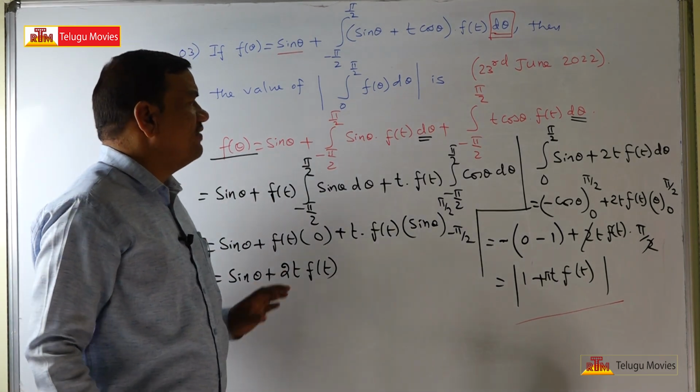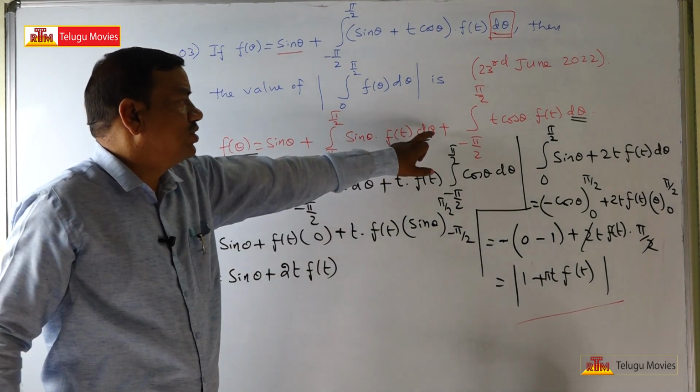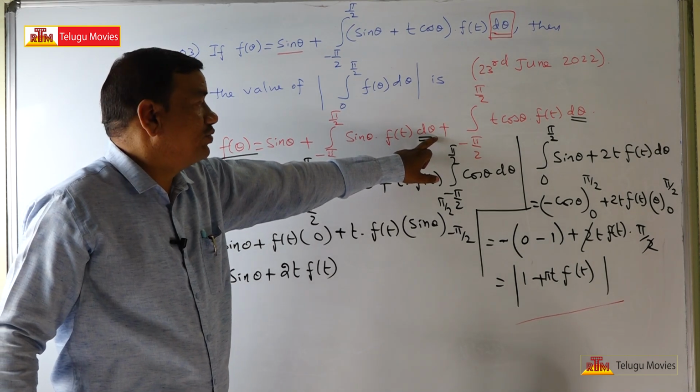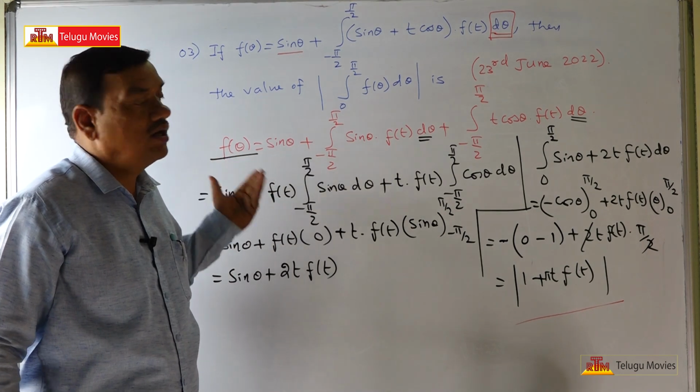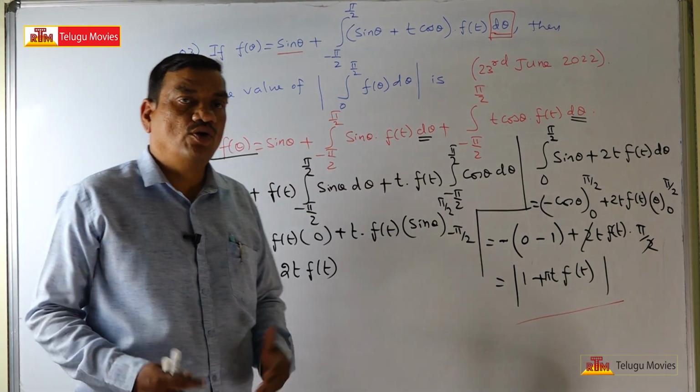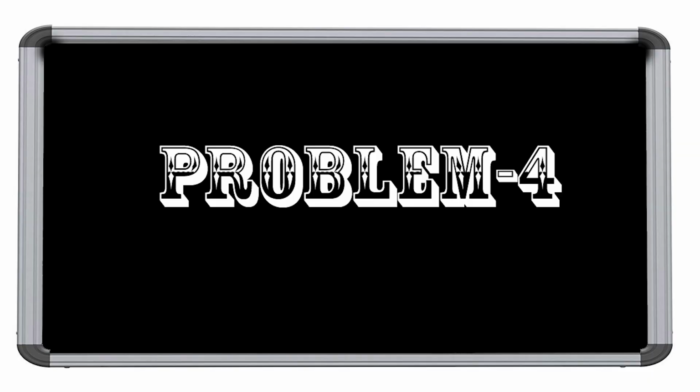Very easy thing. In this problem the only thing is you are integrating with respect to theta. That's why take the remaining terms outside of the integral. You will get the solution. So I hope that you understand this solution.